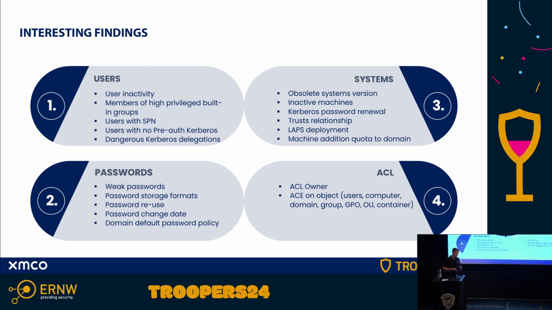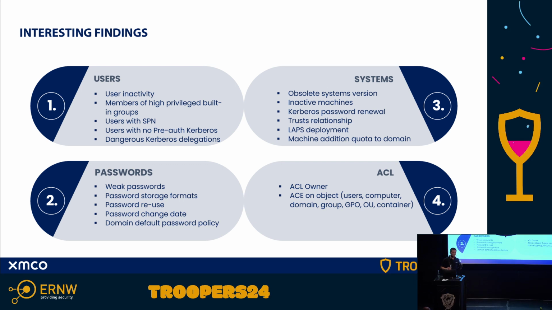A fun fact: we have a customer who has tiering in his domain, but one domain admin has the same password on his T0 account, T1 account, and T2 account, so breaking the whole tiering. And we didn't break the password because it was strong, but you can compare the password hashes to say, OK, you use the same password, so if your T2 admin is compromised, you can also compromise your T0 account. And you also have information about the password change date, etc.